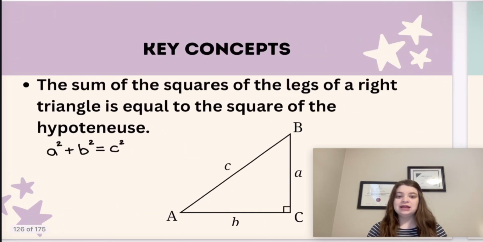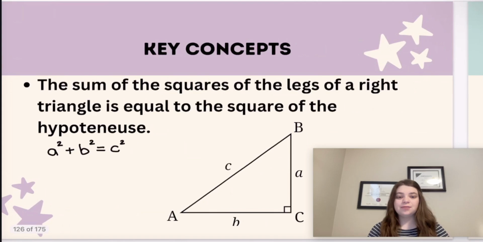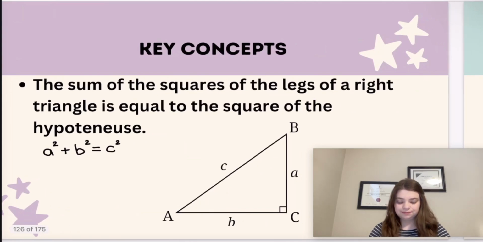Keep in mind that a and b, the legs, are always the two shortest sides, and the hypotenuse c is always the longest side. So that's how we can tell a and b apart from c: c refers to hypotenuse, and hypotenuse is the longest side.